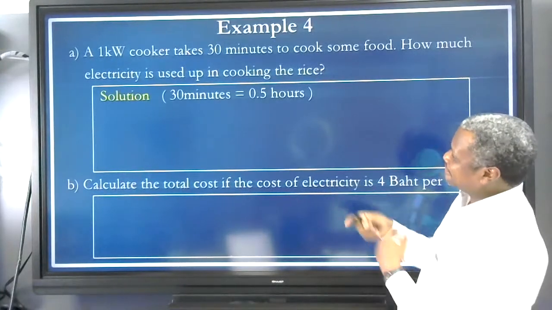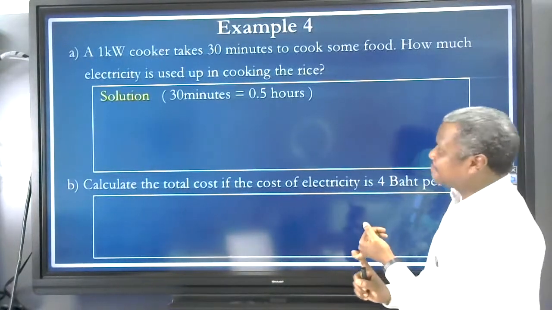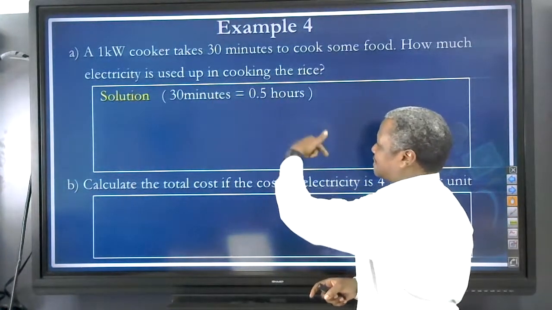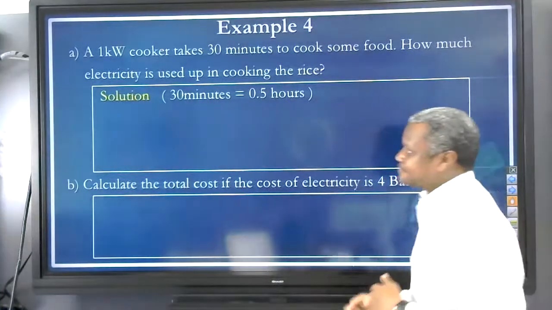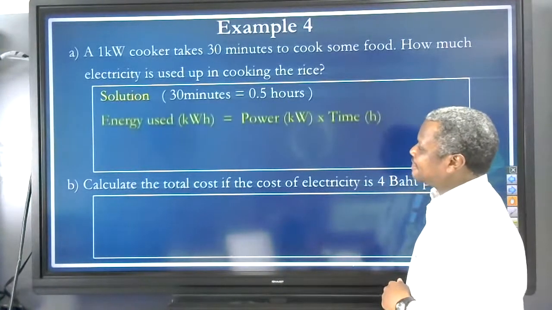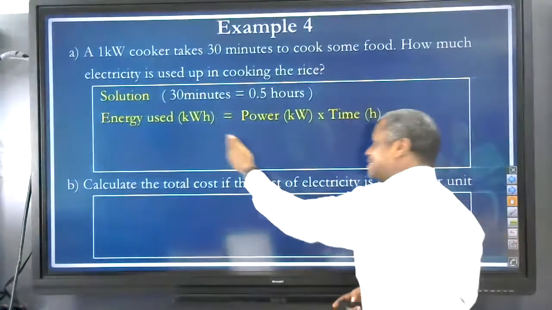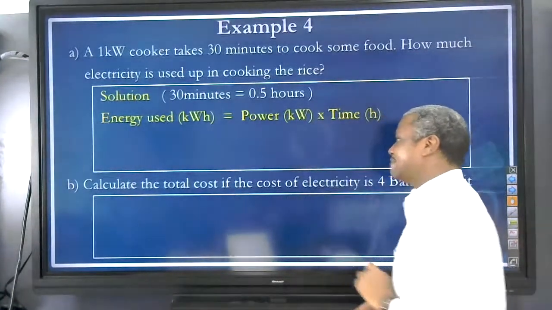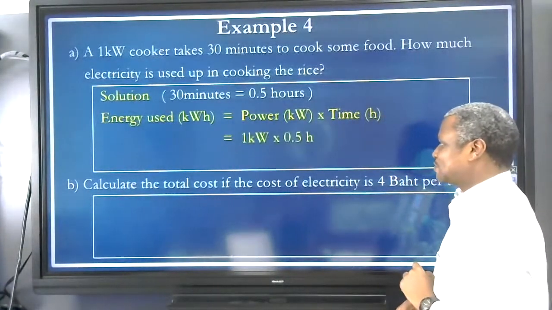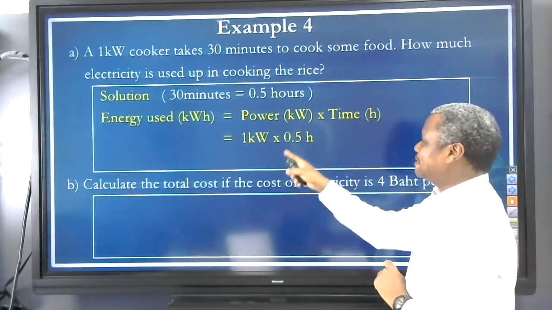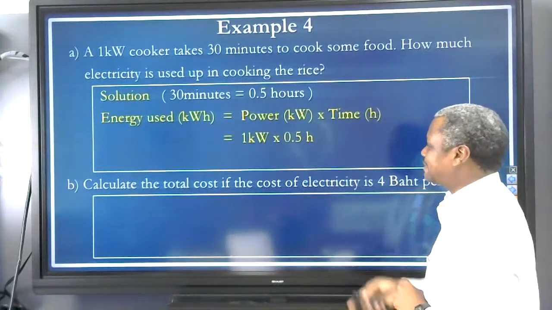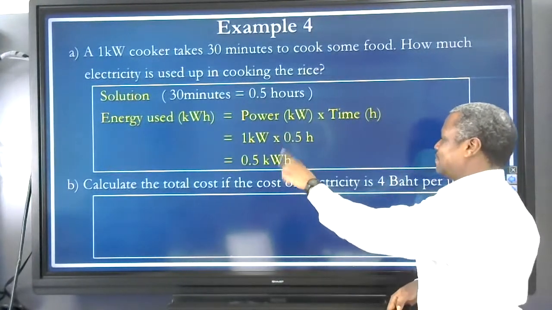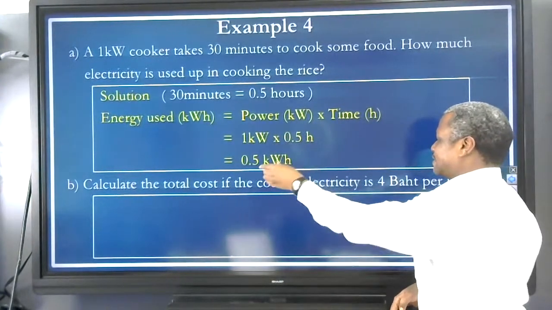Solution, we know that the time we have here is 30 minutes. When you convert 30 minutes into hours, it is 1/2 of an hour, which is 0.5 of an hour. Energy used in kilowatt hours is equal to the power in kilowatts multiplied by the time taken, which is equal to 1 kilowatt multiplied by 0.5. The answer you get is 0.5 kilowatt hour. And don't forget the unit.